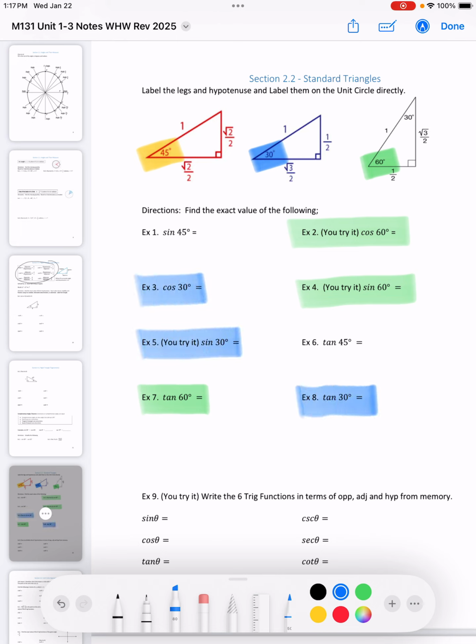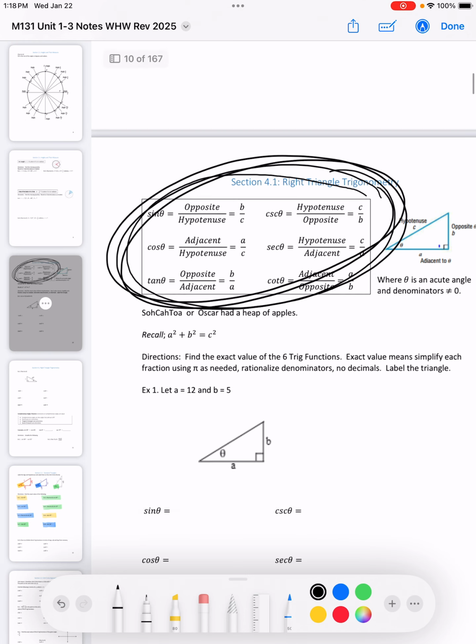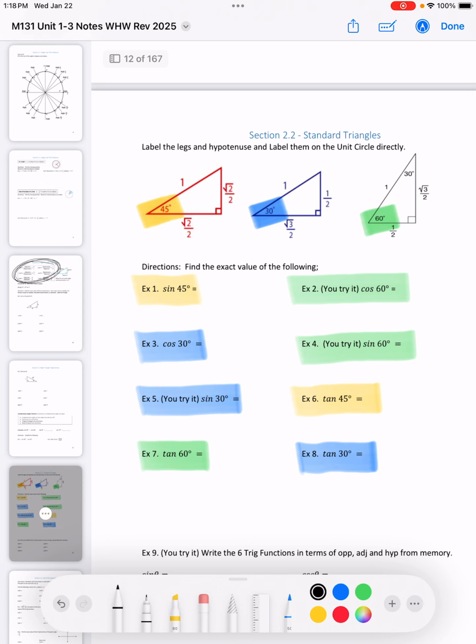It's all right if you don't have these memorized yet, but you will by the time we get to exam 1. Know the opposite over adjacent, adjacent over hypotenuse, all that we need to know for the sine, cosine, tangent, cosecant, all those trig functions. And again, this stuff right here that we went over in section 4.1 with the right triangle, that's where I'm getting all this information from. All right, so let's dig into some of these triangles.